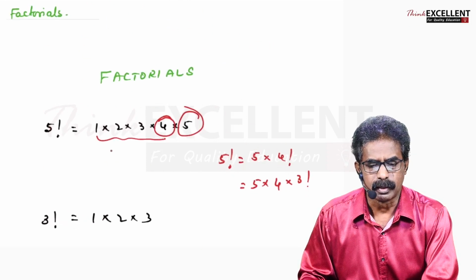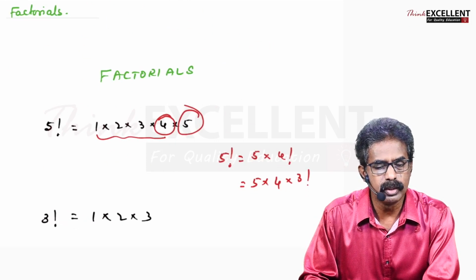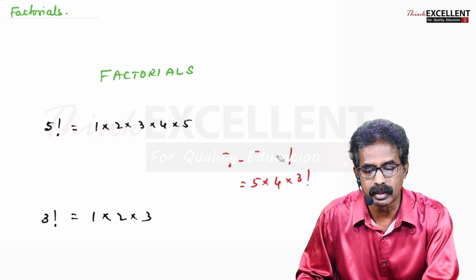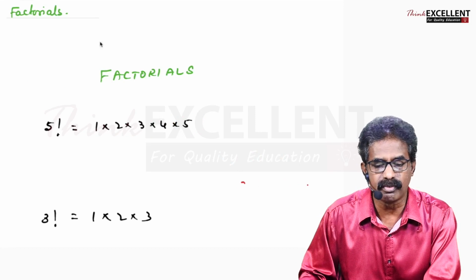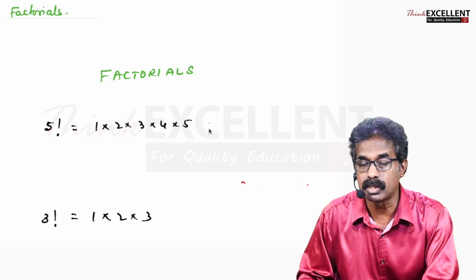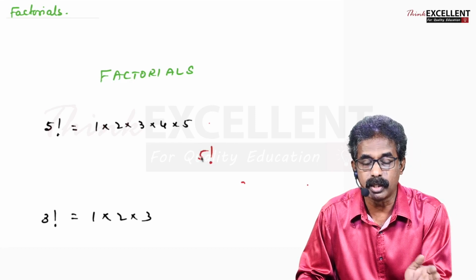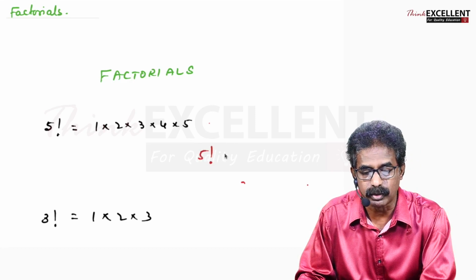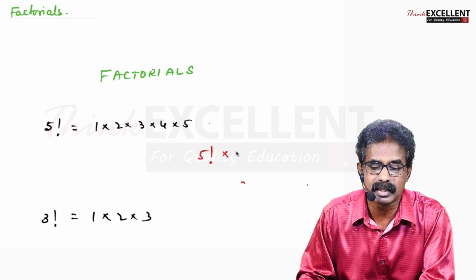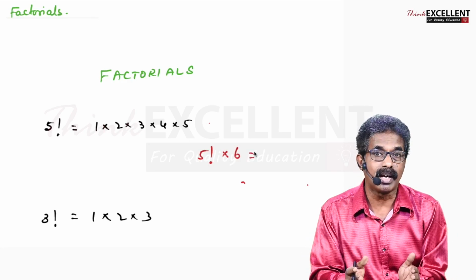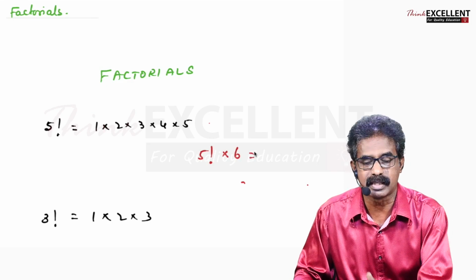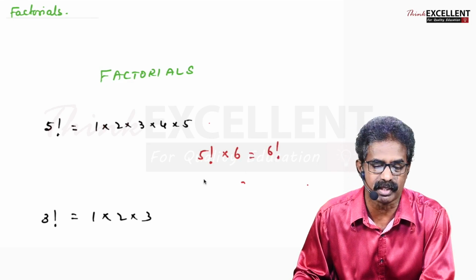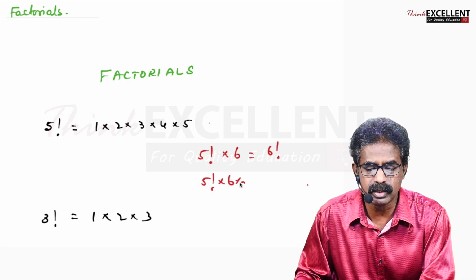Now listen, another important thing. Suppose you have 1 into 2 into 3 into 4 into 5, that is what? That is 5 factorial. Suppose with this 1 into 2 into 3 into 4 into 5, if I multiply 6 also, so 5 factorial into the next number. What's the next number? 6. So that means 5 factorial means 1 into 2 into 3 into 4 into 5 into what you have? 6. So 1 to 6 continuously you have, then your answer is what? 6 factorial.